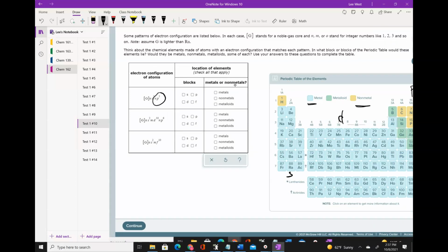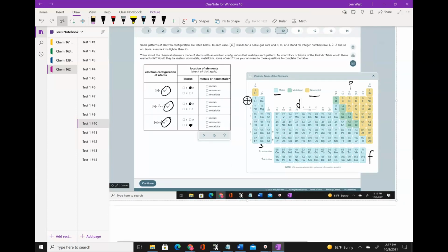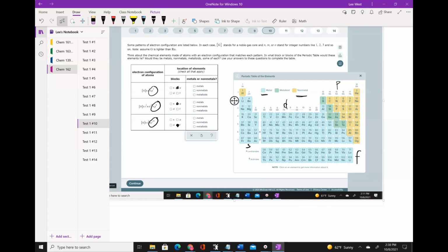You're just going to look at where its outermost subshell is, right? You can see that for the first 2, the outermost subshell is the P subshell, so they're in the P block, and in the last one, its outermost subshell is in the F block. So easy going. And then now we have to decide, is it a metal or a non-metal? At this point, you're going to look at the last number. So this is going to be in the 5th position in the P block. 1, 2, 3, 4, 5.